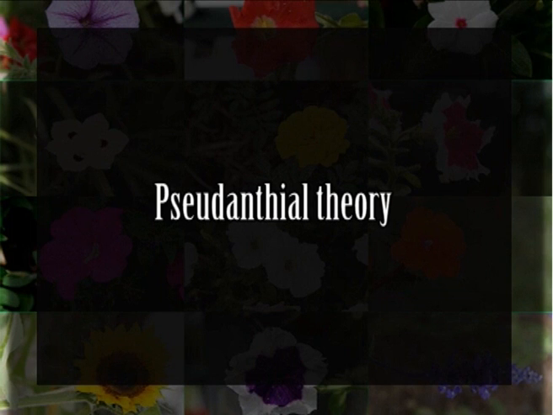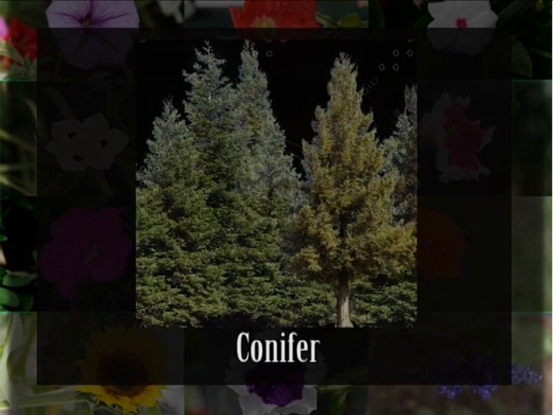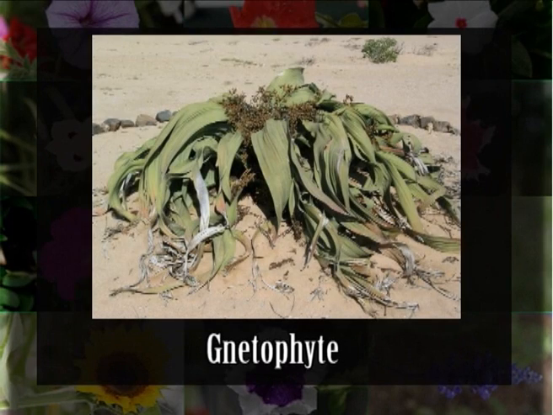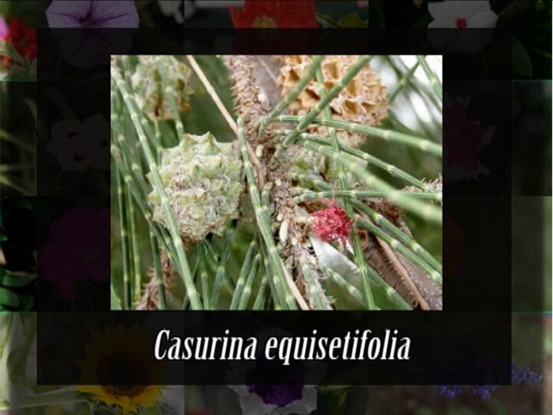Now, let us discuss the Pseudanthial theory. Commonly associated with the Englerian school, the theory was first proposed by Wettstein in 1907. According to this theory, wind-pollinated cone-bearing naked seed plants may be the ancestors of angiosperms. Engler and others concluded that angiosperms evolved from conifers, Gnetales, and certain catkin-bearing angiosperms such as the forerunners of Casuarina equisetifolia.